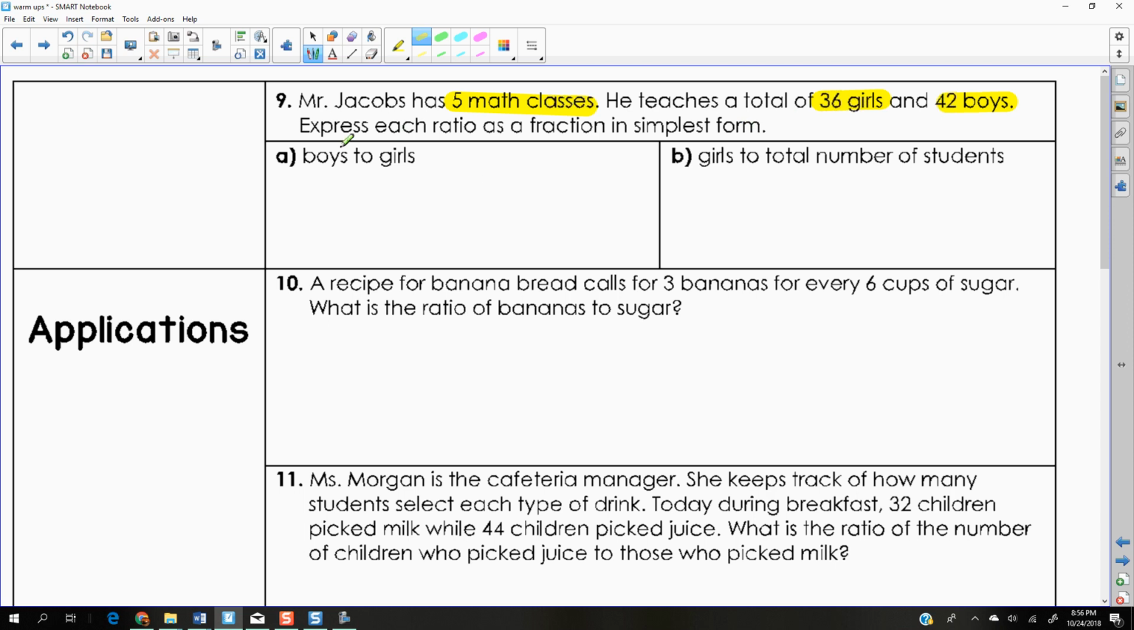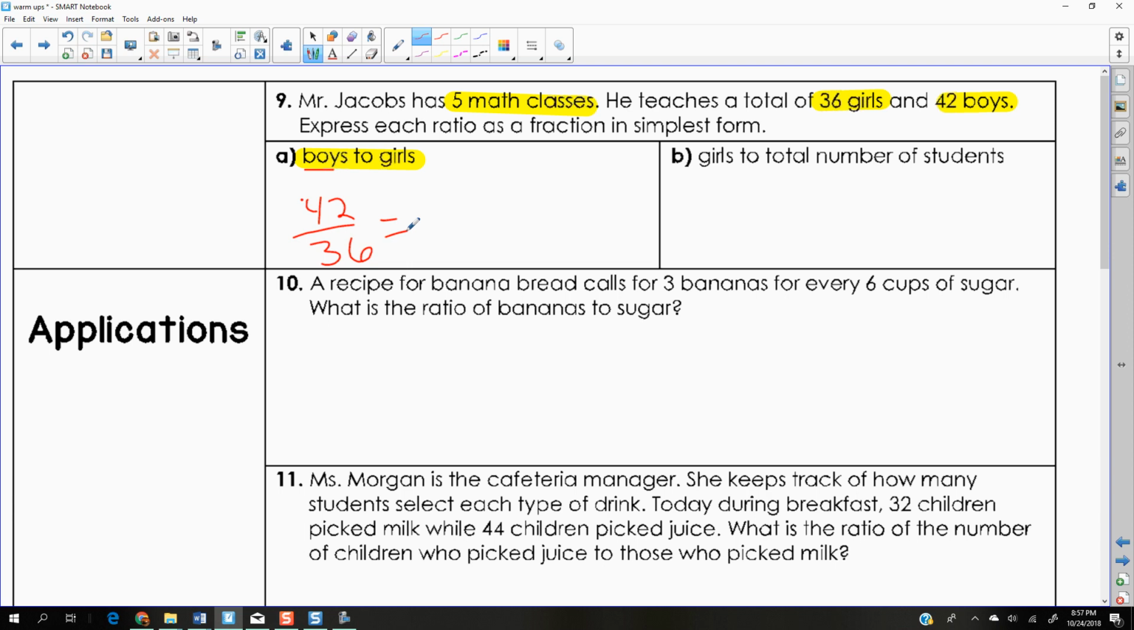Now notice, it is asking what's the ratio of boys to girls. So it would not be 36 to 42. Since boys is written first, then we have to go with the number of boys first. So it would be 42 to 36, and then we need to reduce it to simplest form.